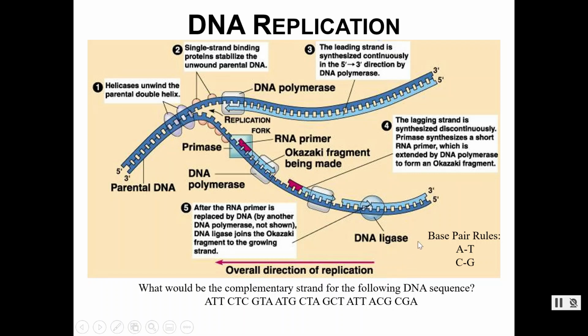We have base pairing rules. So adenines pair with thymines, cytosines pair with guanines. A's and T's, G's and C's. So anytime you see an A on your original strand, your complementary strand would have a T, and so on and so forth. Pause your video and do this example. Make sure you understand A's and T's, G's and C's. When you're ready to check your work, restart your video, check your work, and then let's move on.